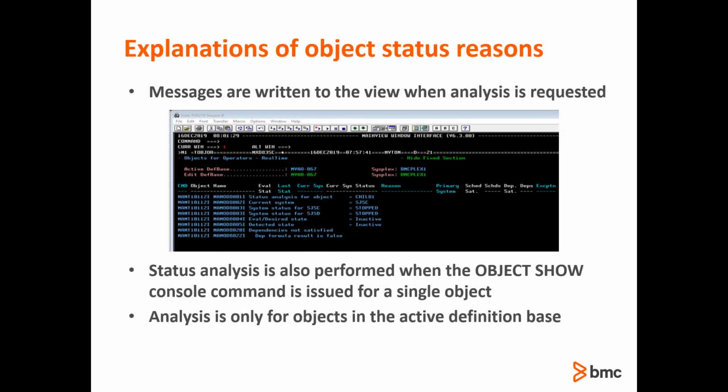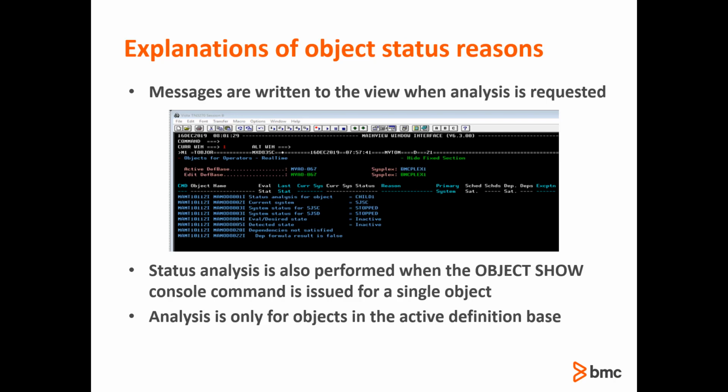Here's an example of the messages provided by TOM to the UI for an object with the status of stopped. As you can see, we report the status of the object on two systems. We also show the desired and detected state for the object in the local system. Finally, we provide the reason why the status of the object is stopped. As you can see, the dependency that this object has on another object is not satisfied. This leads to the dependency formula specified in the definition of this object having a result of false. The user now has a clear explanation of why the status of this object is stopped. A dependency on another object is not being met.